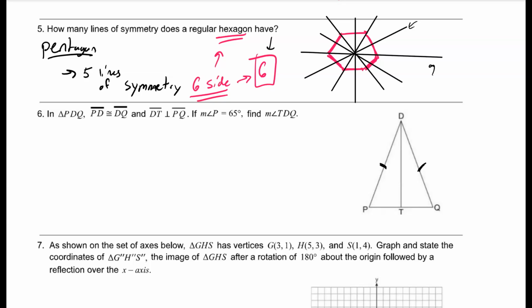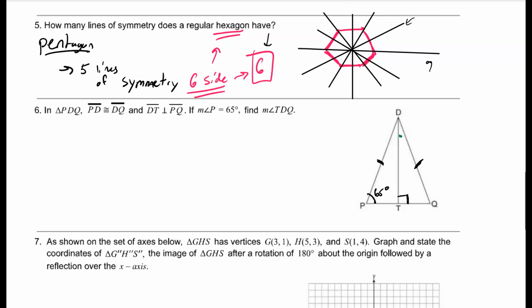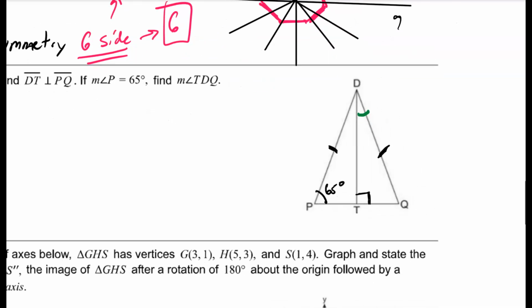Number 6. In triangle PDQ, PD is congruent to DQ. I'm just marking those with those tick marks. And DT is perpendicular to PQ. And remember that perpendicular lines form congruent right angles. If the measure of angle P is 65 degrees, find the measure of angle TDQ. So that little piece up there.